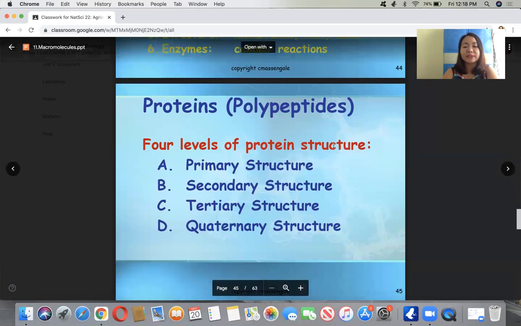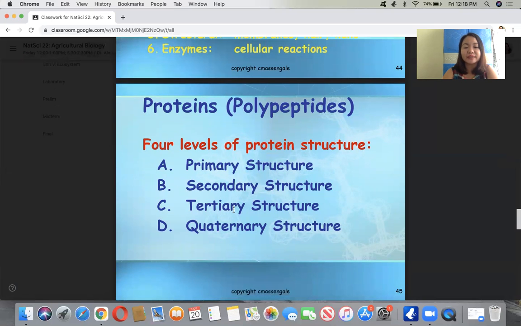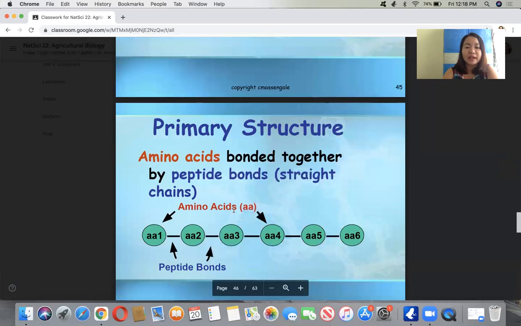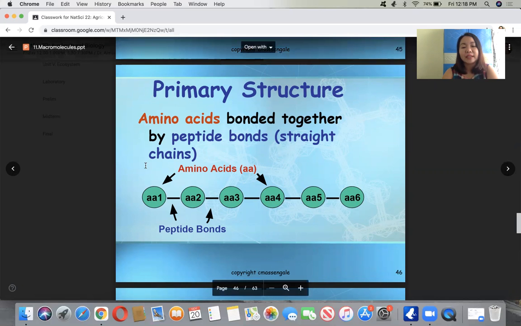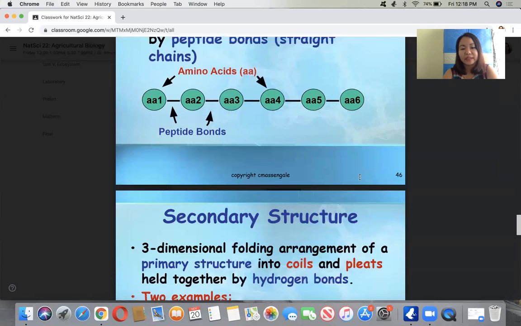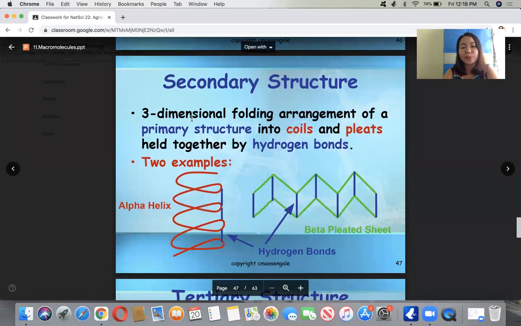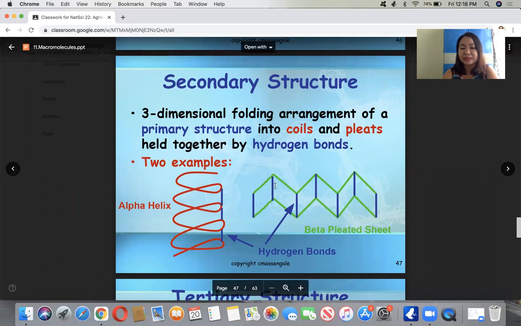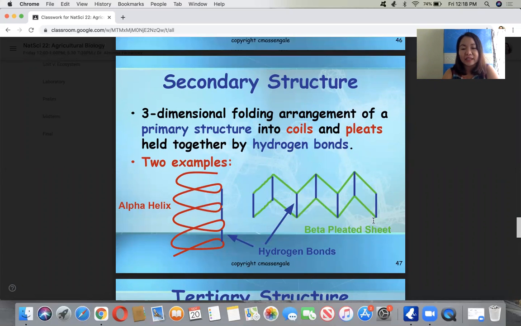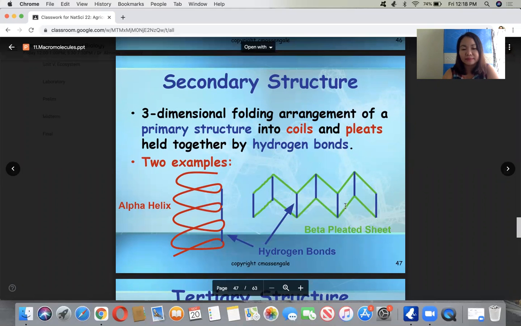So there are 4 levels of protein structure. We have primary, secondary, tertiary, and quaternary. The primary structure is where amino acids are bonded together by peptide bonds, and it only consists of a straight chain. While the secondary structure is a 3-dimensional folding arrangement of the primary structure into coils and pleats held together by hydrogen bonds, with an alpha helix or beta pleated sheet.